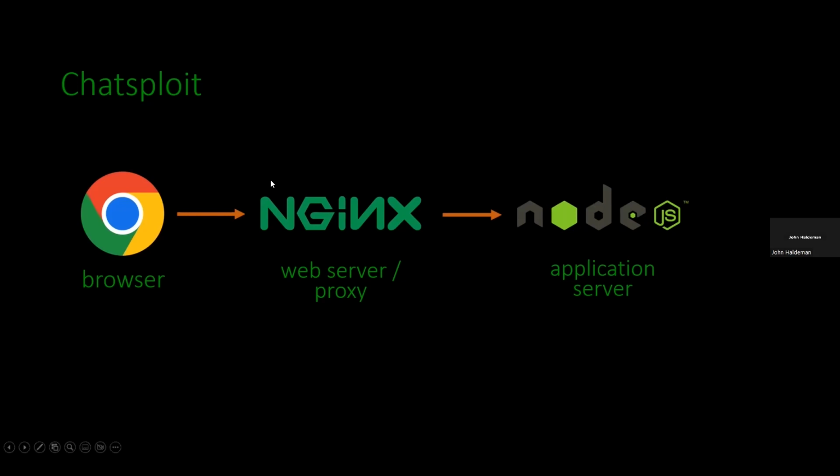But we have an HTTP server and proxy, Nginx, in front of it. To access Chatsploit, you go through Nginx via your browser. So the HTTP calls go from your browser to this middleware to Node. And I'm going to show you some poorly configured Nginx configuration.